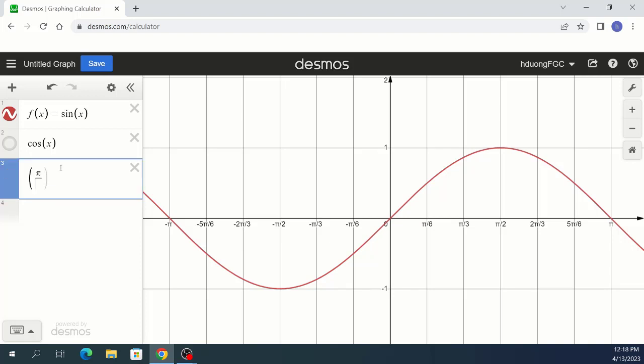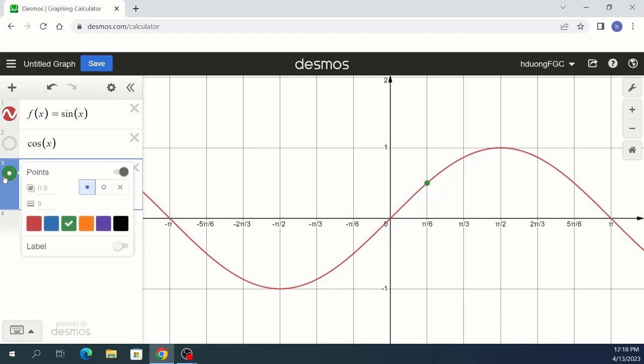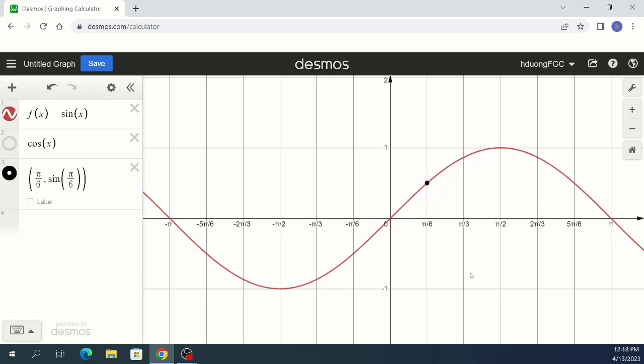Now, at pi over 6, didn't we have a point at sine of pi over 6? So this was that point. This is sine. So pi over 6 for the angle, sine of pi over 6 is the height. That's why we have that point that stays right on the graph itself, right? You guys read that? Right.